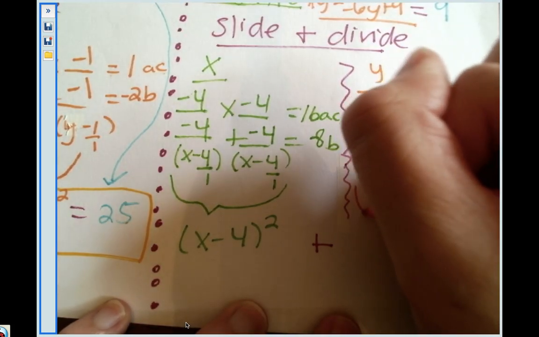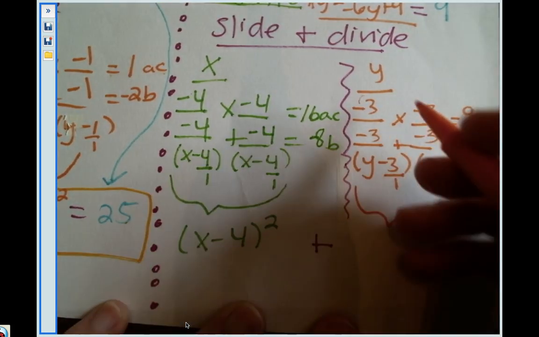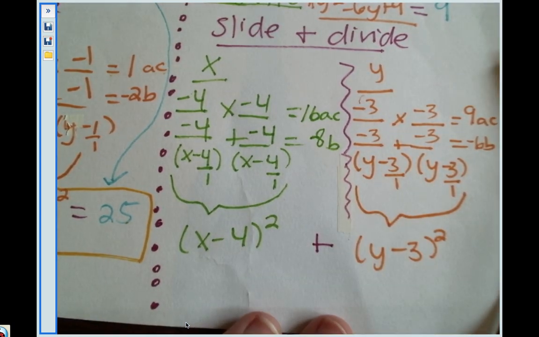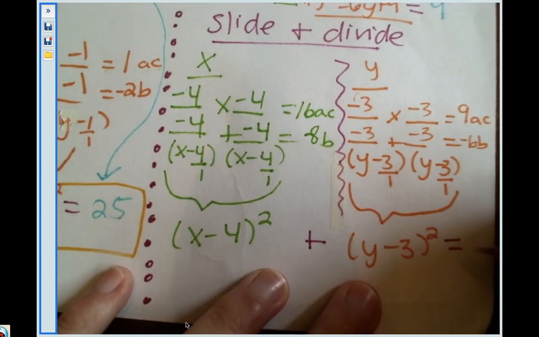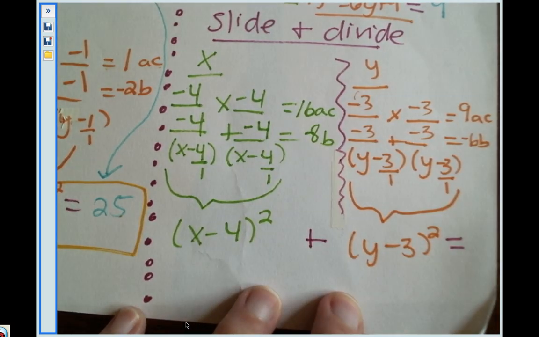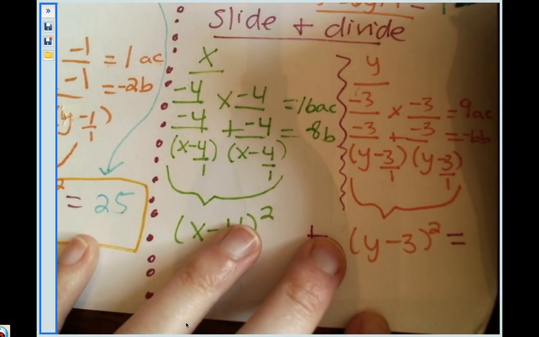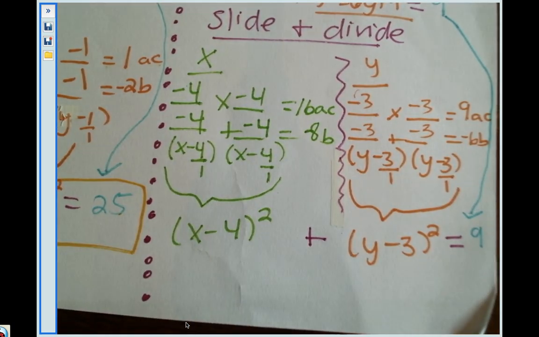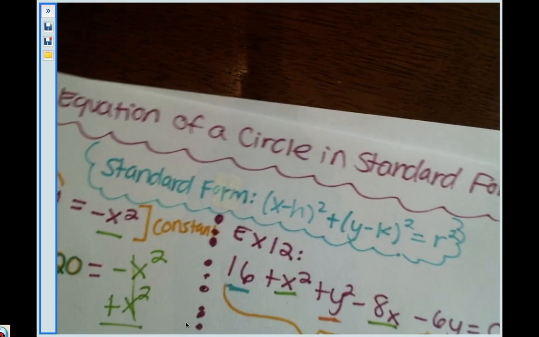All right, let's see if I can do my curly brackets. Yeah, I'm getting a little better. All right, y minus 3 quantity squared equals, now I'm just going to bring my 9 down. Bring it on down. And guess what, you guys? We have reached standard form of our equation. Now it looks like our awesome standard form.